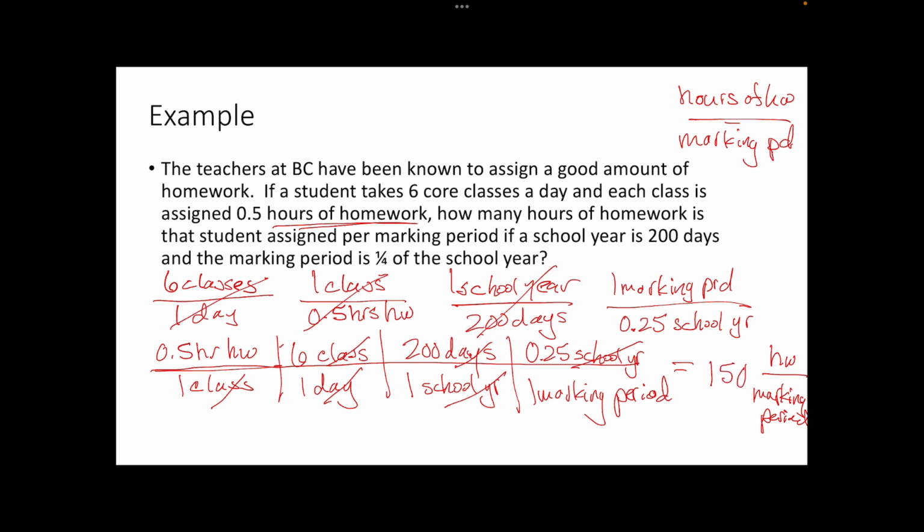That sounds like a lot to me. 150 hours per marking period. That's quite a bit of homework, all right? But that's assuming that you have a half hour of homework for each class, which really, if you think about it, that really would be a lot. That would be 3 hours of homework a night. So hopefully that's not actually true.